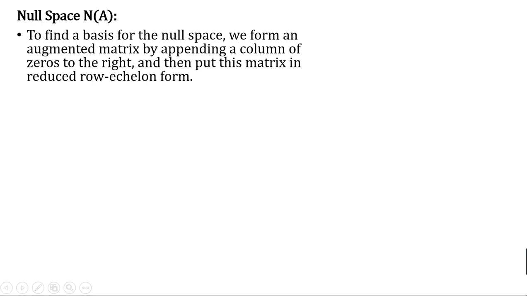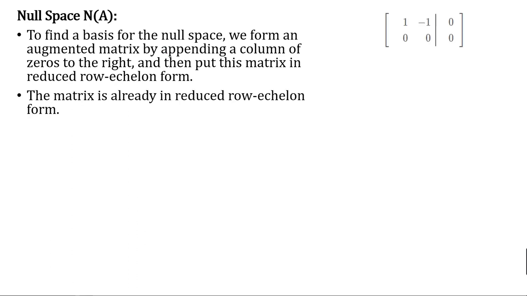Alright, how do we find the basis for the null space of a given matrix A? To find the basis for the null space, we form an augmented matrix by appending a column of zeros to the right and put this matrix in reduced row echelon form. Already we have calculated the reduced row echelon form. Let us write that matrix as an augmented matrix. The augmented matrix can be obtained by appending zeros to the right. That is done here. The matrix is already in reduced row echelon form.